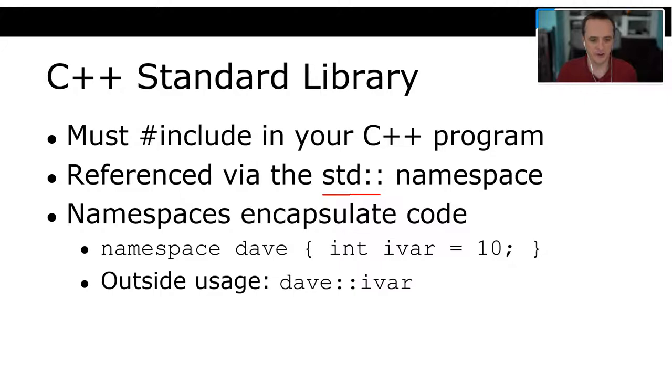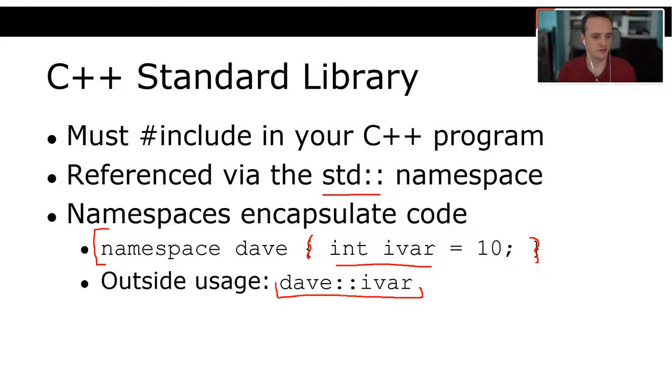So I can define a namespace like this. So I can say namespace Dave, and then within the brackets goes everything in the namespace. Then I could say int ivar equals 10. And then if I want to refer to this variable somewhere, I can say Dave colon colon ivar, right? So this is actually very, very useful. It helps us organize our code.